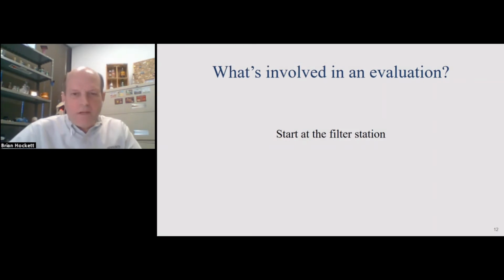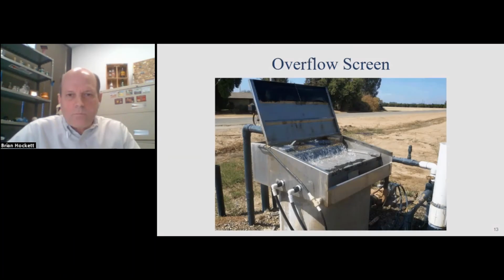So what's involved in an evaluation? What does it take to generate a DU? It all starts with a field evaluation of the irrigation system, which begins at the filter station. There's a lot of different filter stations, such as this, which is an overflow screen.